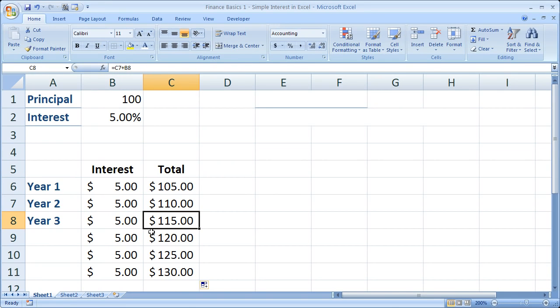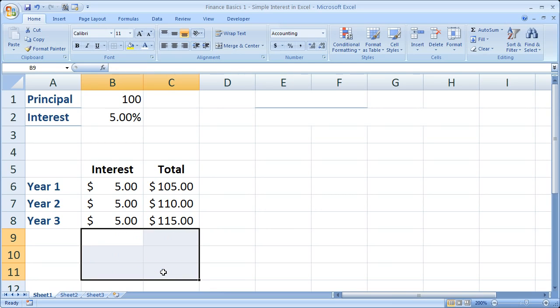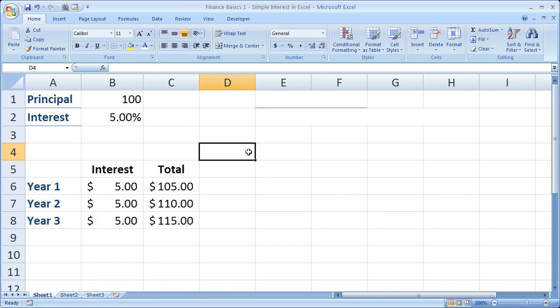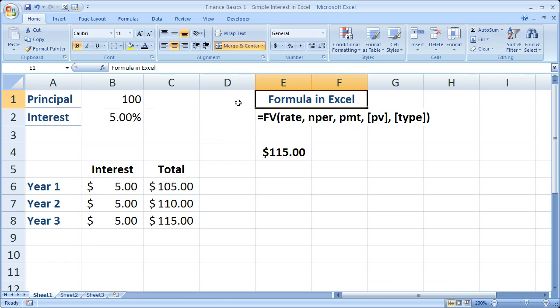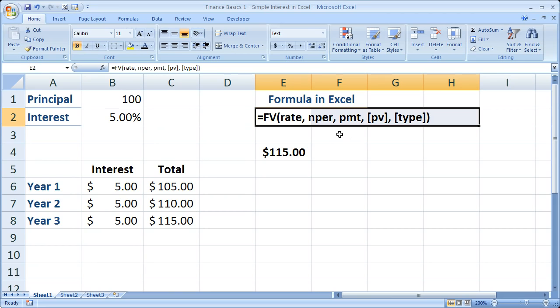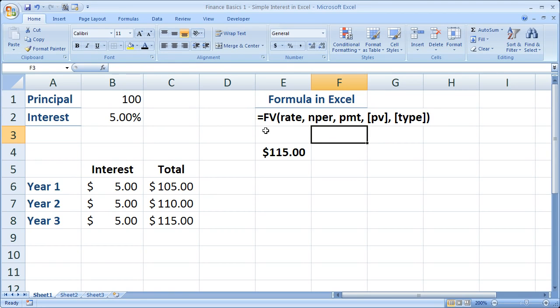So let me show you a quick way to do this with a formula now. That's a table. You're probably not going to want to use that. Kind of annoying, right? But you most likely need to know it, at least if you're watching this. So let's go ahead. I'm going to make some stuff up here. And let's talk about the future value function right here. I've got the syntax for it listed so you can reference it as often as you need. And it's simply you need a rate, number of periods, the payment, present value, and the type.